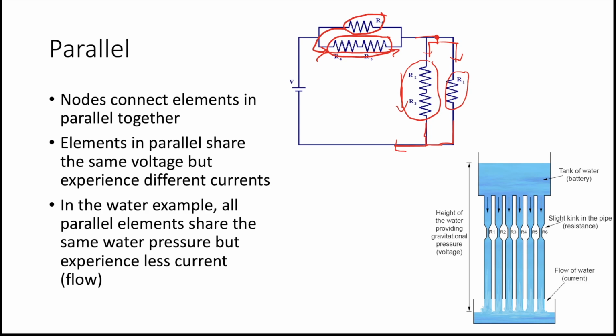In the water example, all parallel elements share the same water pressure, but they experience less flow rate. So you can once again see that the tank on the top is acting as our voltage source. Instead of there being one path for current to flow, there are multiple paths for current to flow. You can see that the water pressure felt on all 6 of the elements is the exact same, but the flow rate is going to be different depending on the size of the pipe. So remember, elements in parallel share voltage, but they have different currents going through them based on their resistance.